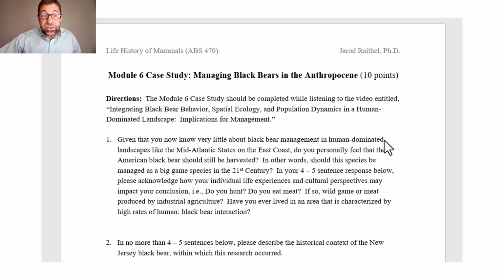So the way this works is in Canvas, you'll find a Word doc entitled Module 6 case study, Managing Black Bears in the Anthropocene. The expectation is that you follow along with this presentation, and from time to time I'll ask you to pause me and answer a handful of questions. It's a Word doc, so you can put your answers right into the document that you upload to Canvas. The questions you're expected to reflect upon are in bright yellow, and I'll ask you throughout. I'm going to go over all of this, so if you follow along, it should be a really easy 10 points.